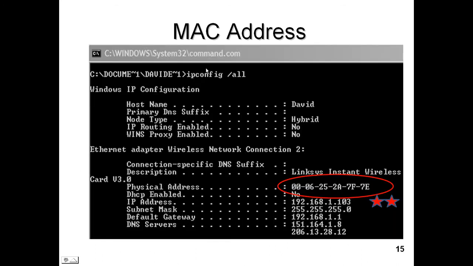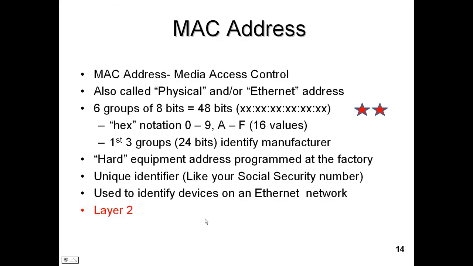So when I did ipconfig /all, how does my computer know that it's a Linksys Instant Wireless card? Because the first three groups here, the 00, 06, and 25, are going to be the same for every Linksys wireless card that's made. The first three groups stay the same. The last three groups are a serial number for the particular device. And what this means is that MAC addresses are supposed to be unique.